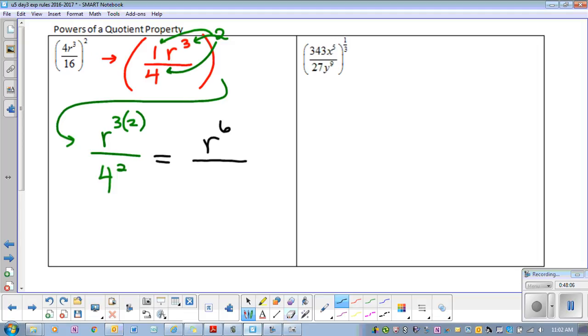And what is this guy? What's 4 squared? 16. Can I simplify these two? No. So then we are done here. Okay?